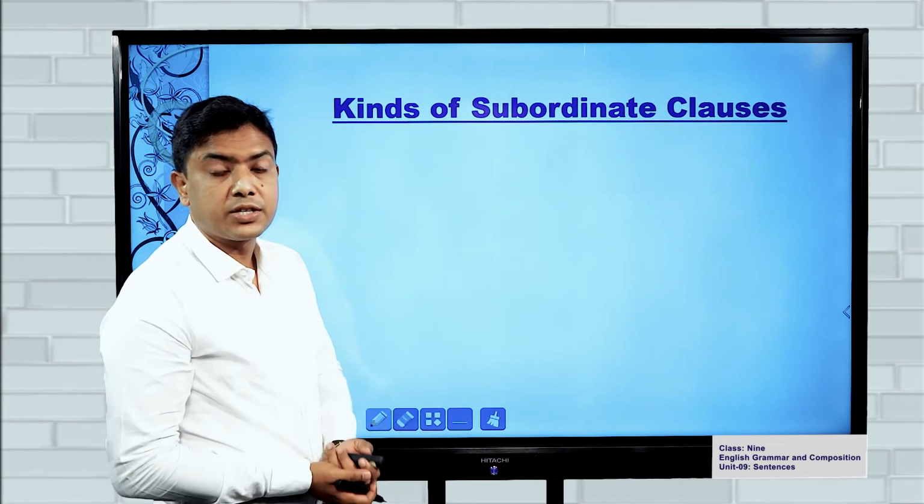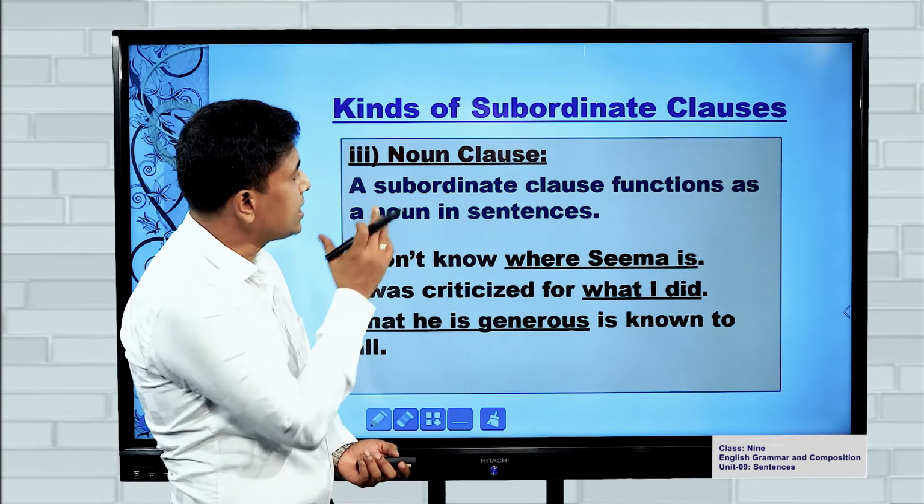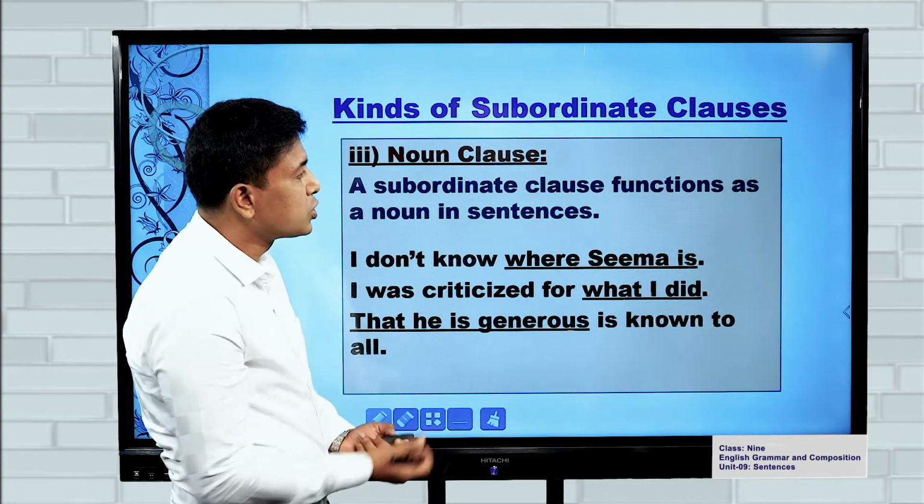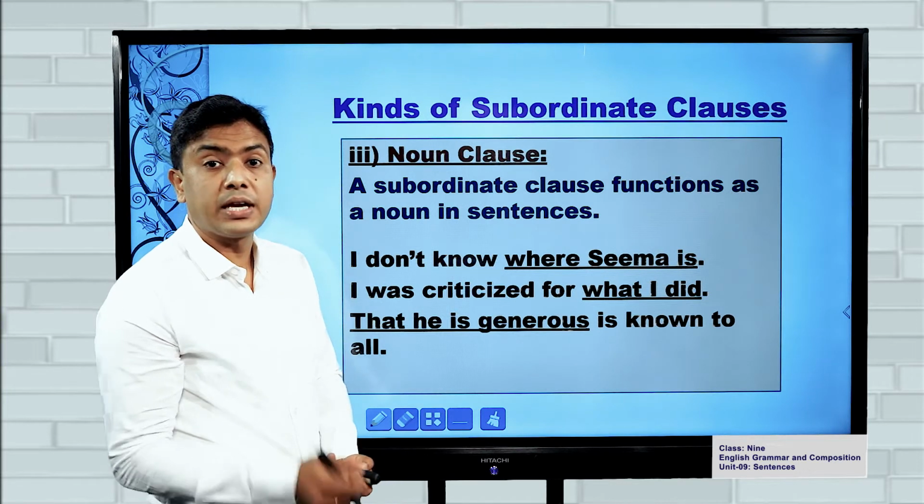Now the last category, noun clause. This noun clause is in fact a subordinate clause which functions as a noun in sentences.